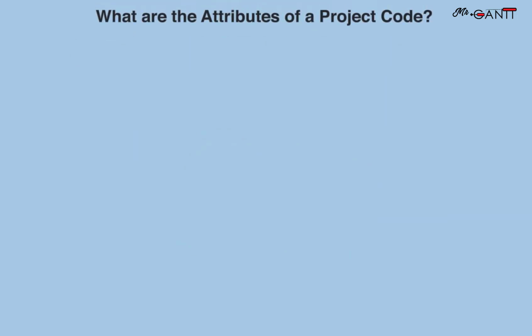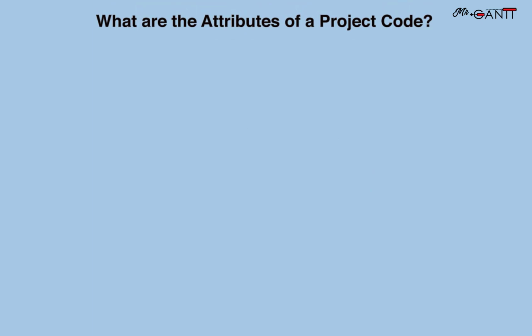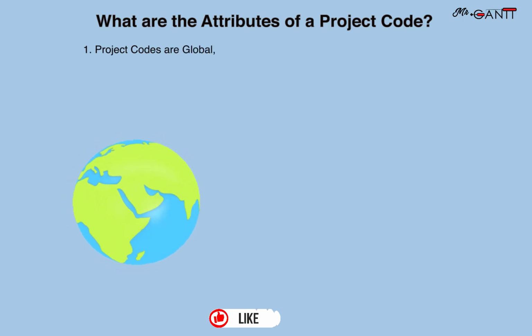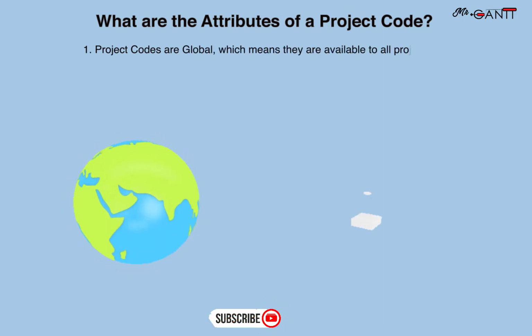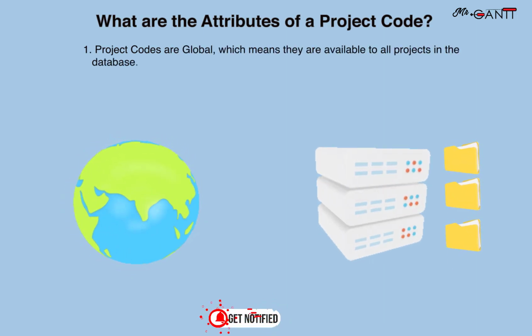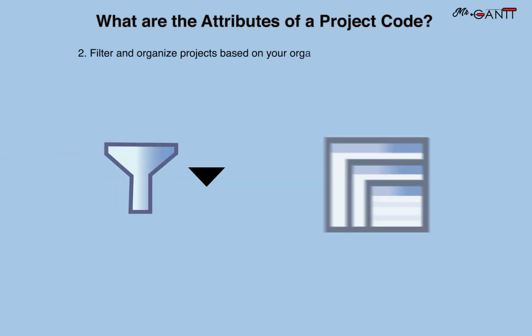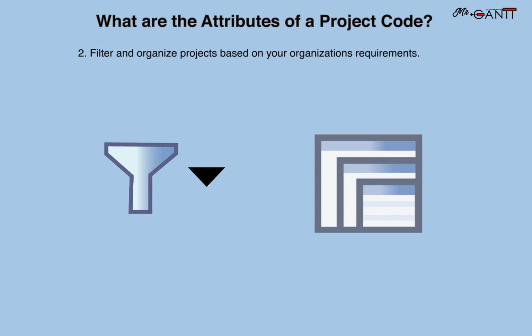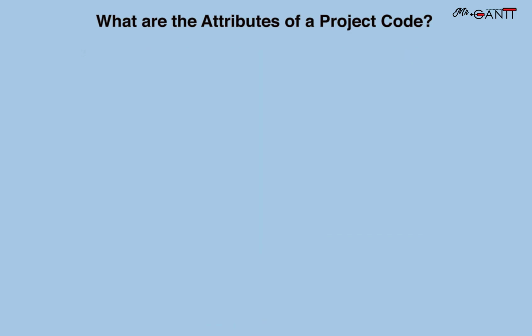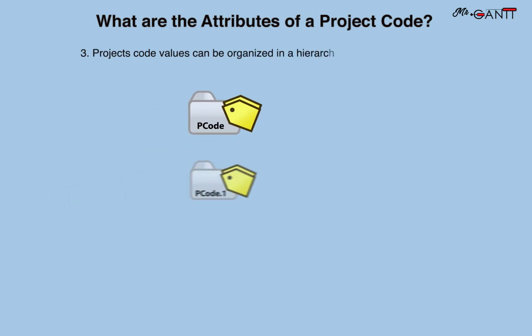What are the attributes of a project code? Project codes are global, which means they are available to all projects in the database. Filter and organize projects based on your organization's requirements. Projects' code values can be organized in a hierarchy.